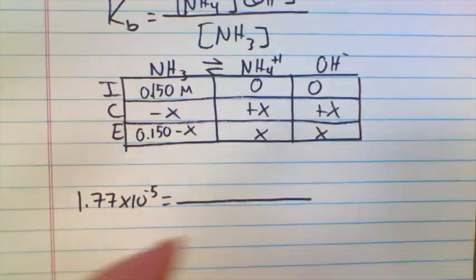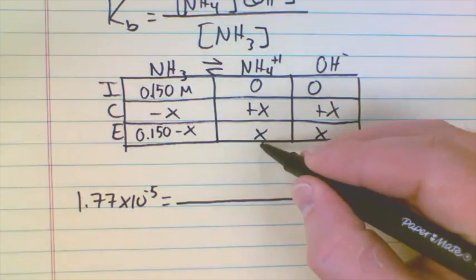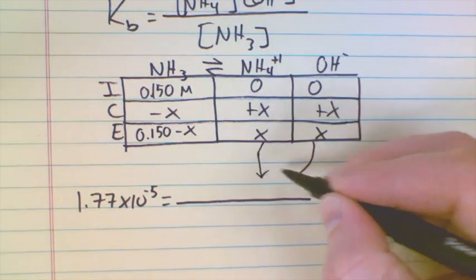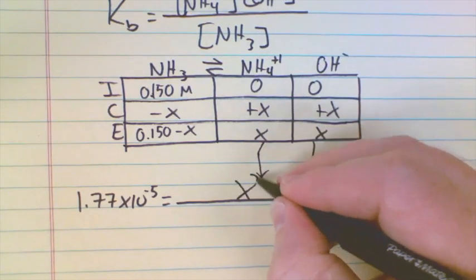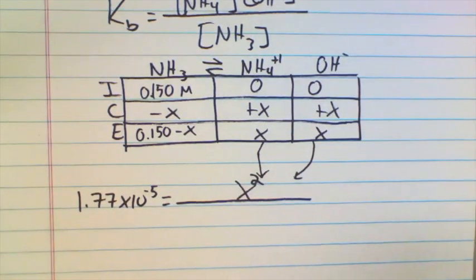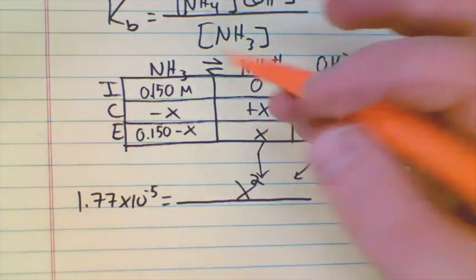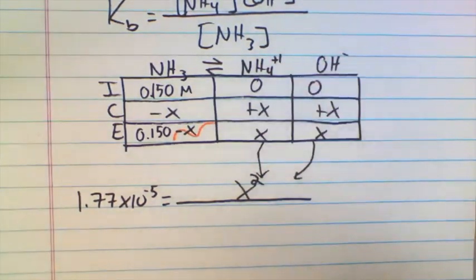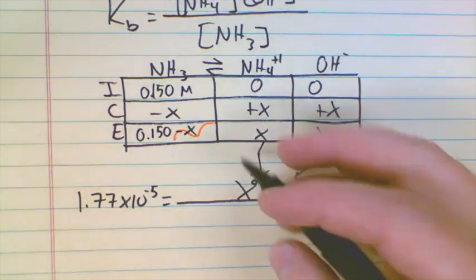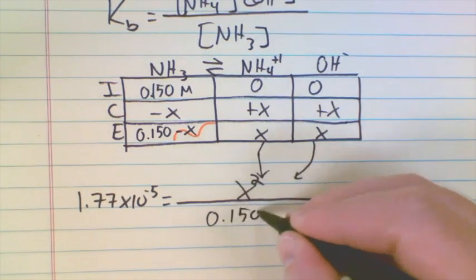And now we can start plugging numbers in. We got x and x, which we can just turn to x squared. It's going to be x times x. And at the bottom, we can go ahead and just put a little line through this x right here, indicate it's negligible, and just write 0.150.